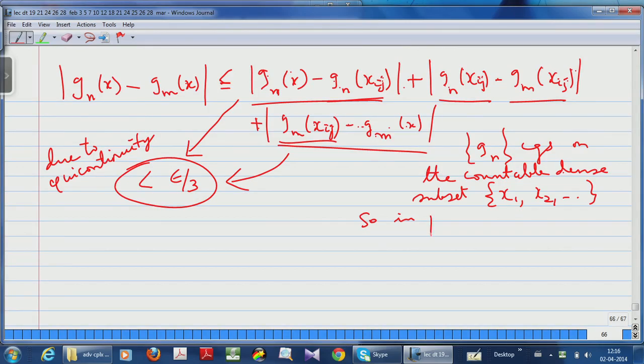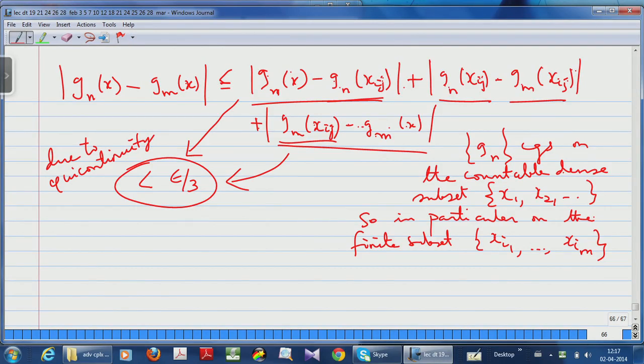So in particular, on the finite subset which is given by x_{i_1} up to x_{i_m}, and of course the x_{i_j} that I have chosen is inside this finite set. But then by definition of convergence of a sequence, I can certainly find a capital N such that small n and small m greater than capital N will make sure that this quantity is always less than epsilon by 3 irrespective of the x_{i_j} that I choose. That is because there are only finitely many; you will get one subscript for each j, and then you take the maximum amongst all those.